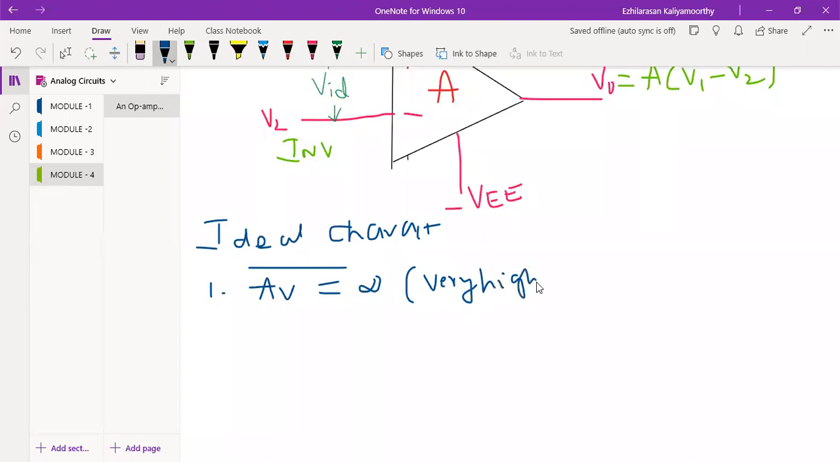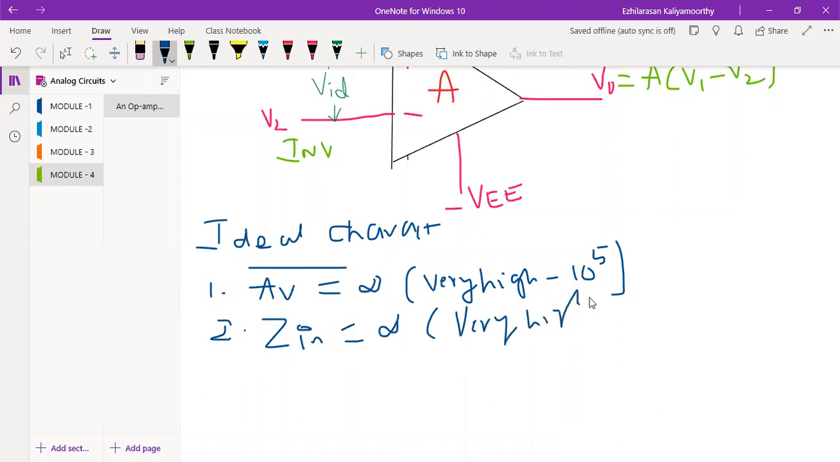Very high, like a minimum of, for example, 10 to the power 5. AV, that is the voltage gain, is very, very high. The second one is the input impedance, that is I can call ZI or Zin. Input impedance is theoretically infinity, so I can say it is very high. Input impedance is also very high.